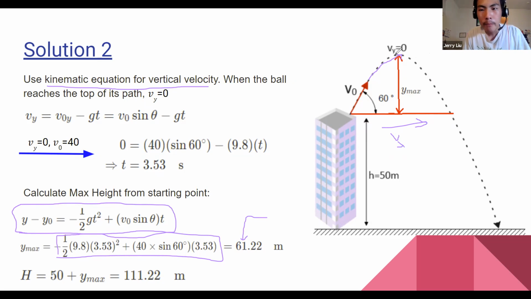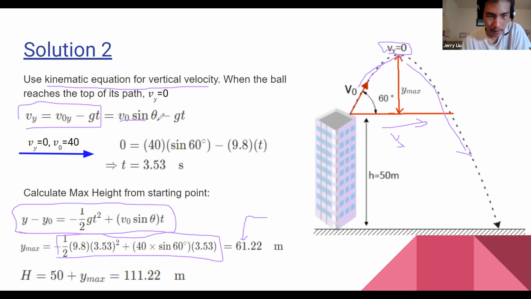But the Vy component at the top will always be zero, because V starts to slow down and then it starts dropping. And when it drops, V will turn negative. So we can actually use this kinematic equation as well. Vy is equal to V0y minus gt. Basically, V is equal to V0 plus at, except we substituted in all the appropriate values.